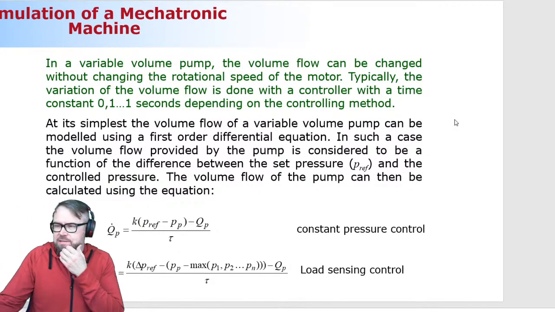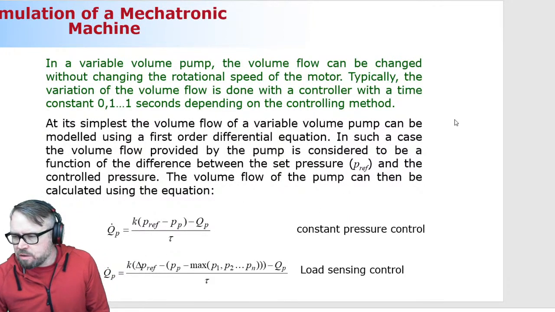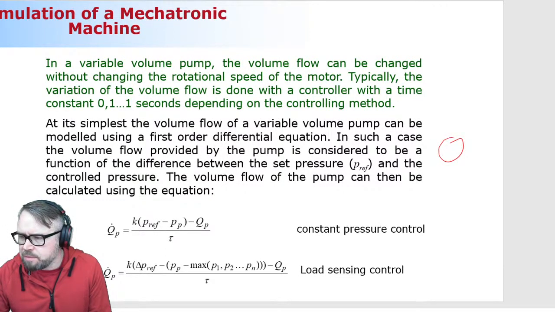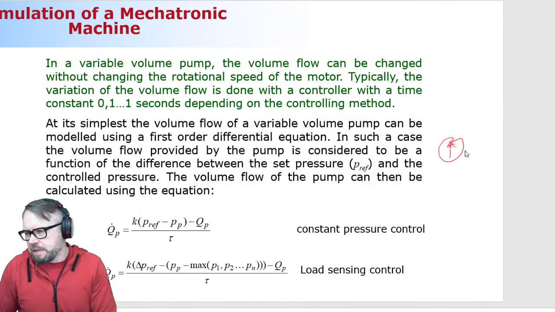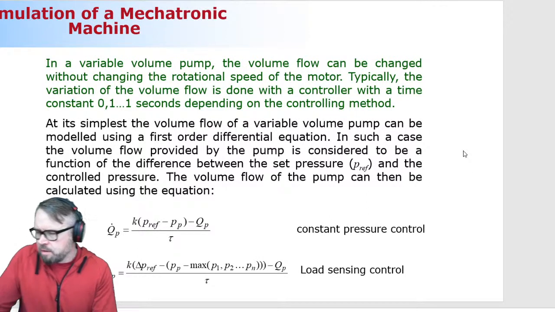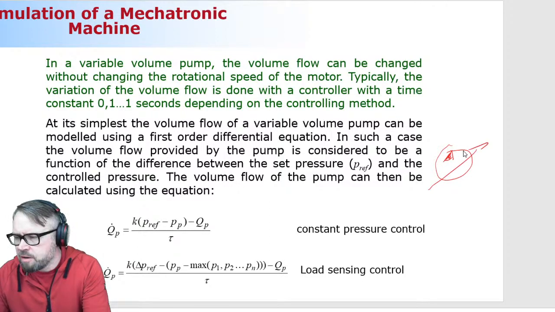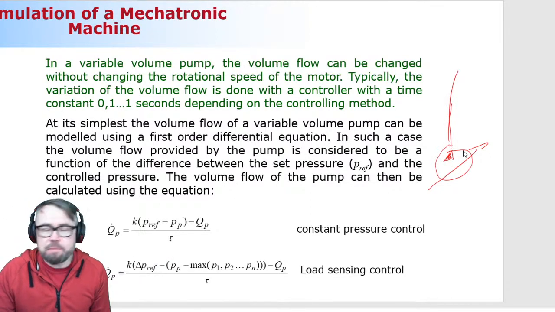Okay. And let me explain the constant pressure control to you. So the constant pressure control is like this. Let me take this off. So you have here a pump. Still is not that easy to make a high quality. Let me just get started from the beginning. So this is your drawing symbol for the pump. This means variable volume. And then this is the line just goes off from the pump.